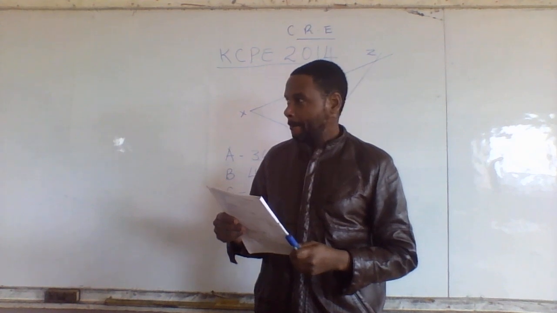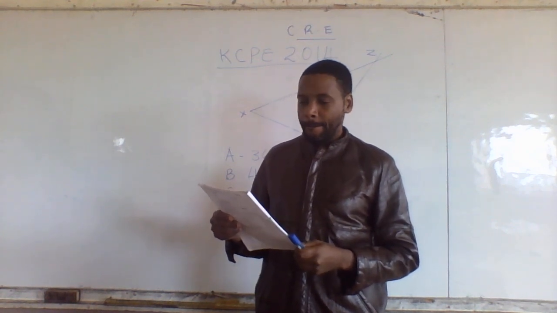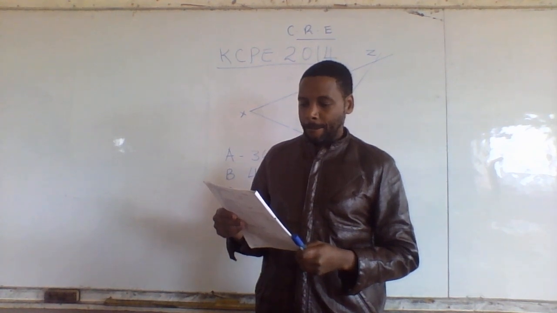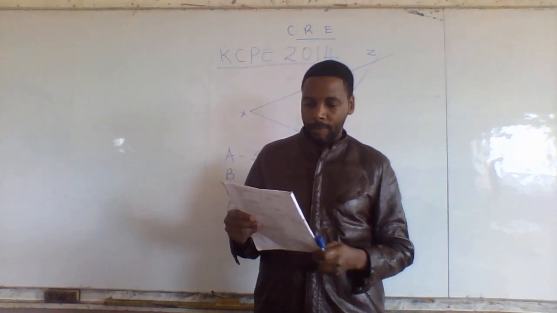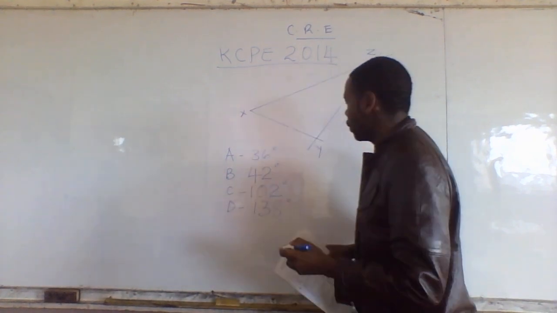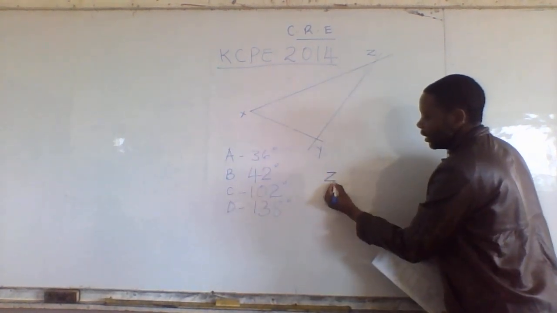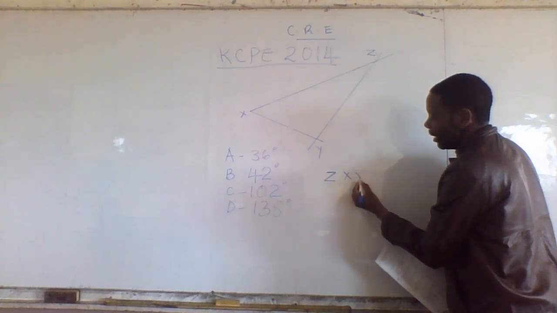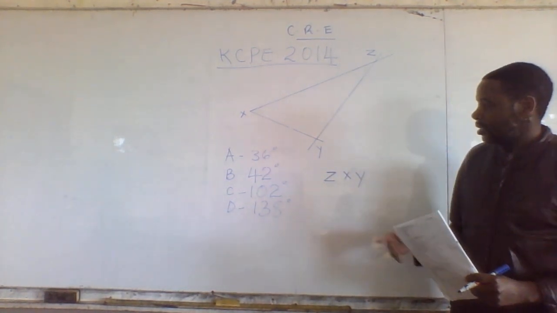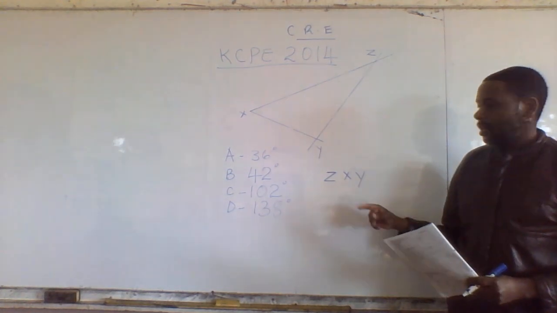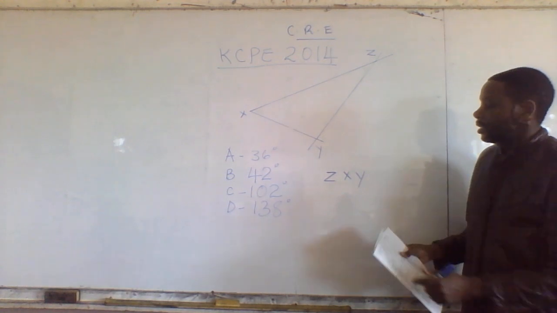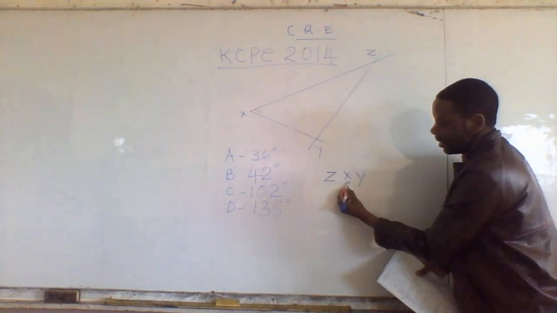Triangle XYZ shown below has been drawn accurately. What is the measure of angle ZXY? So the first thing is to identify angle ZXY. Don't rush just to measure. Who can tell us which is ZXY? It is angle X.